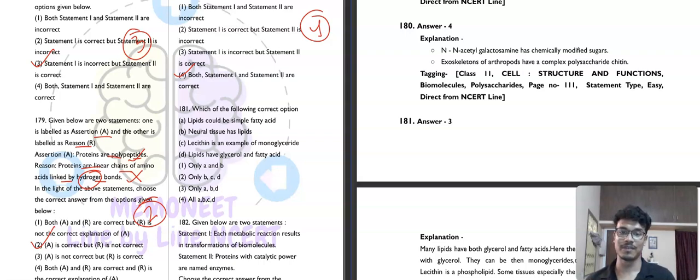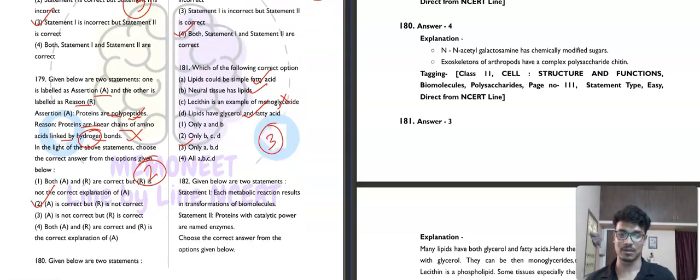Lipids could be simple fatty acids. Correct. Then neural tissue has lipids. Correct. Lecithin is an example of monoglyceride. No, lecithin is not an example of monoglyceride. This is a phospholipid. Lipids have glycerol and fatty acid. Correct. So A, B, D are correct. Third option will be your correct answer.